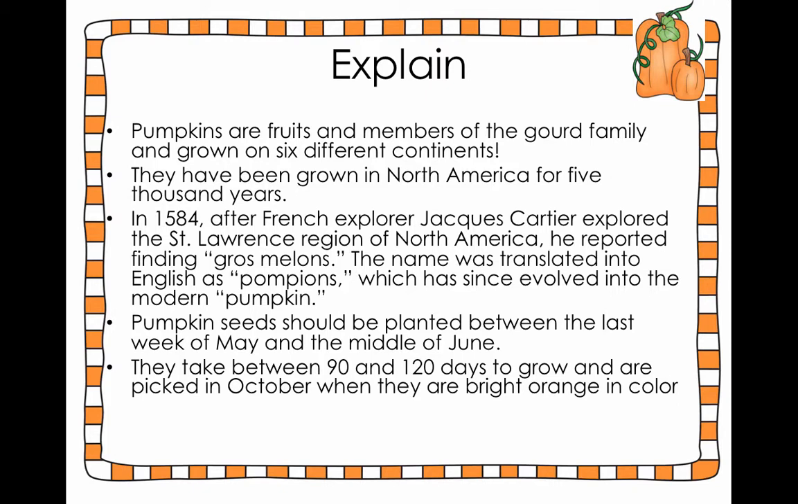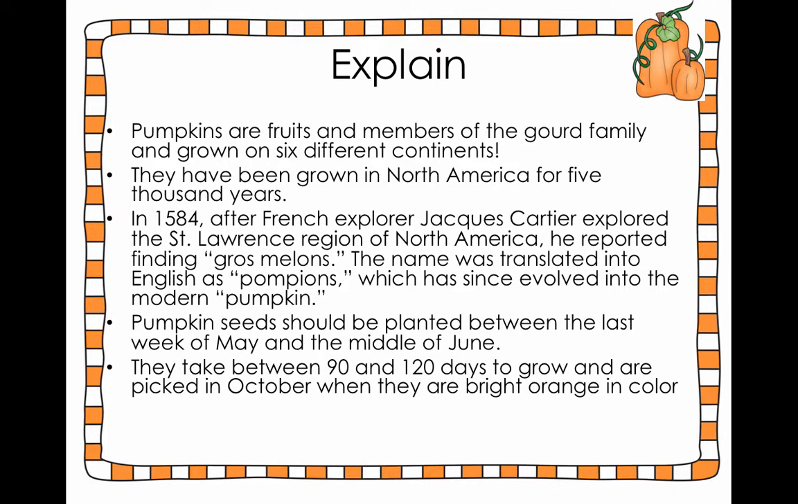The French explorer Cartier, when he was looking at the St. Lawrence region in North America, found these things that he called gros melons. And he translated the name in English, which are pompions, and that has evolved into pumpkins. What a great way of showing kids the changes in linguistics and vocabulary over time.